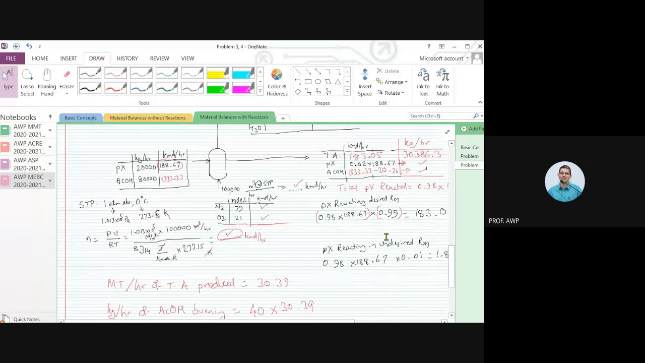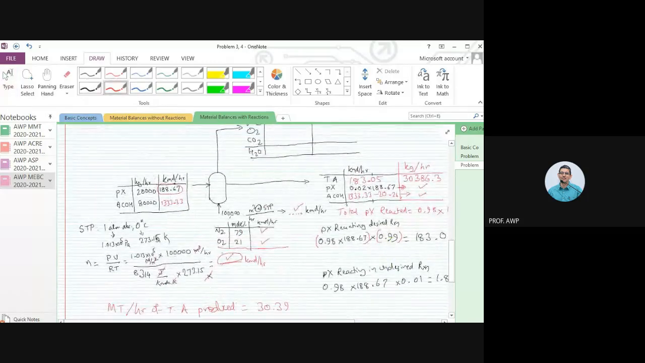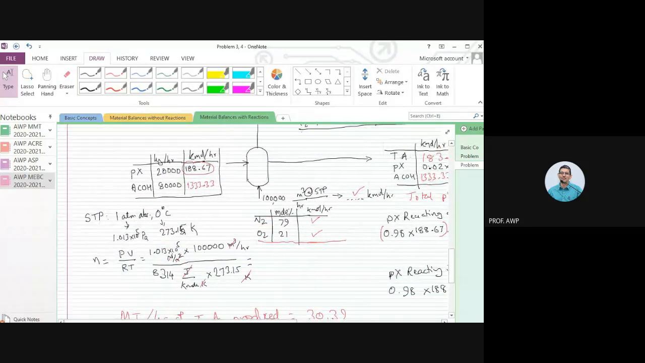Now, whoever was asking about oxygen, let us start worrying about oxygen. How many total kilomoles per hour come in? We have seen this. So 1.013 into 10 raised to 5 into 100,000 divided by 8314, divided by 273.15, or you can simply use 1 liter at STP corresponds to 22.4 gram moles, or 1 meter cube at STP corresponds to 22.4 kilomoles. That also you can use, or you can use the ideal gas law. They are the same. So this would be 4461.75 kilomoles per hour.